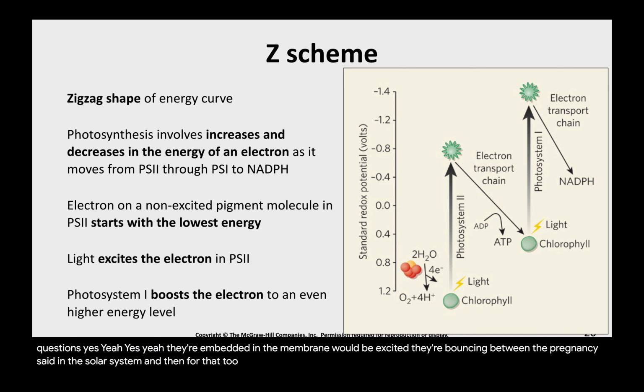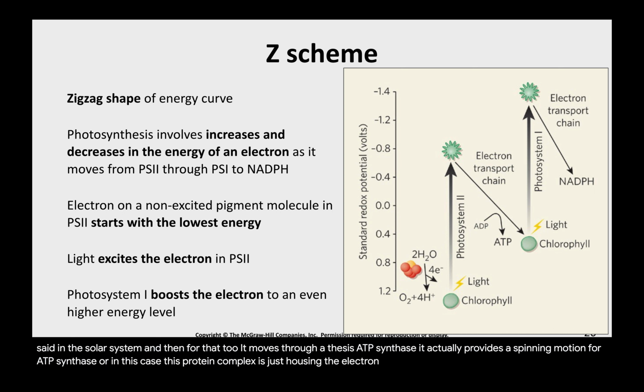Okay. So it doesn't quite go through like ATP synthase. When it moves through ATP synthase, it actually provides a spinning motion for ATP synthase. But in this case, this protein complex is just housing the electron until it can be passed off into the electron transport chain.